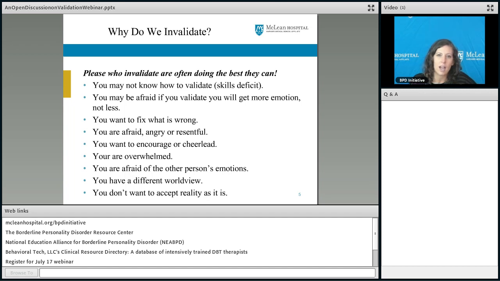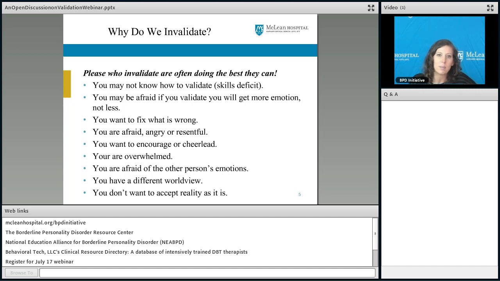Many of us are excellent problem solvers, and we want to solve a problem, which for some people can actually be invalidating in the moment. We may have the urge to fix something, which can feel very invalidating, because the message can be that this problem you're having a hard time with is actually easy to fix, even if that's not our intention. We have a hard time validating when we're afraid, when we're angry, when we're resentful.